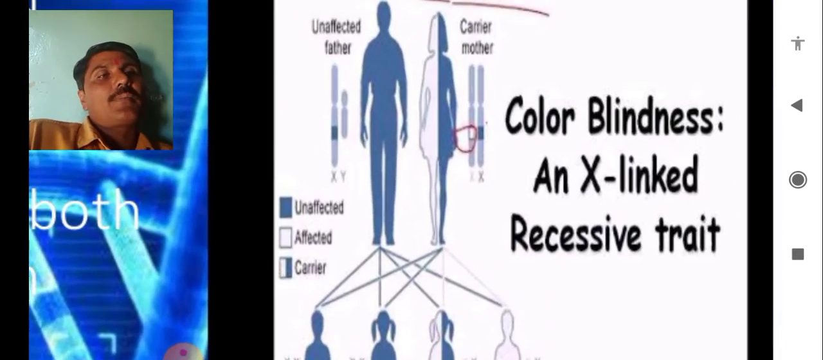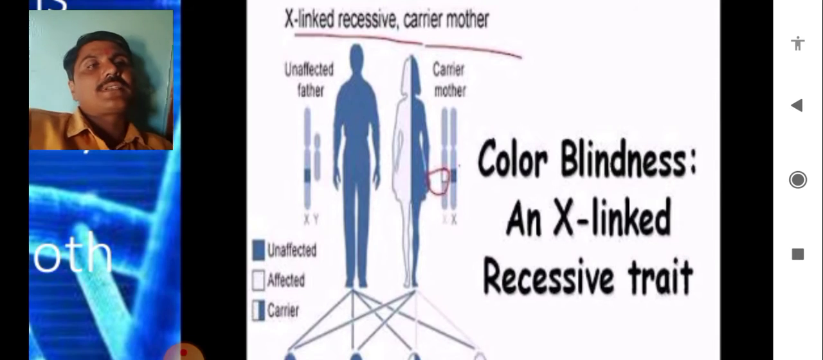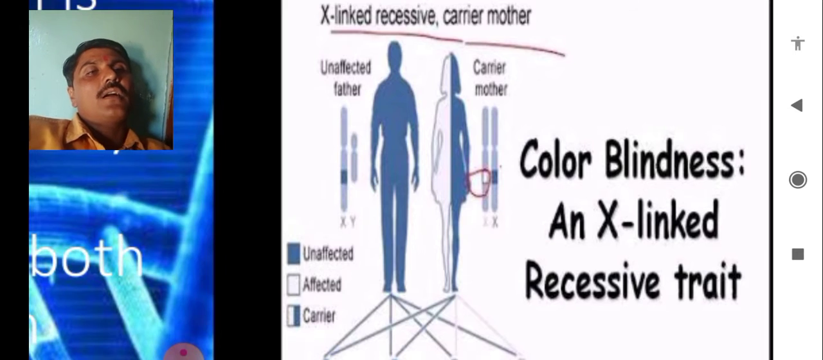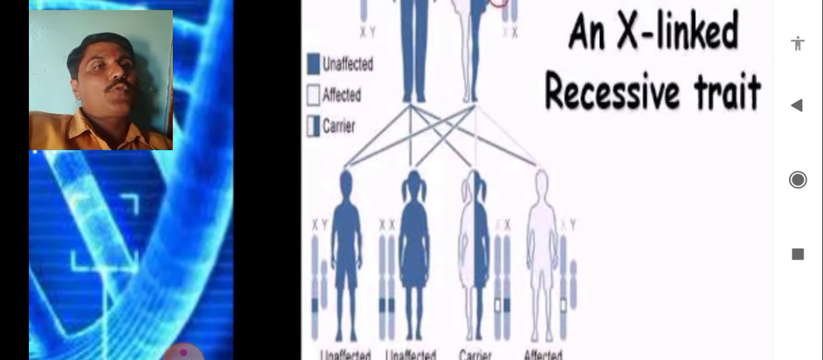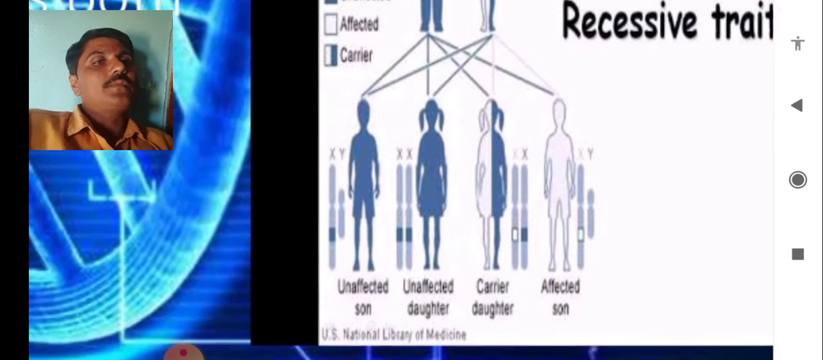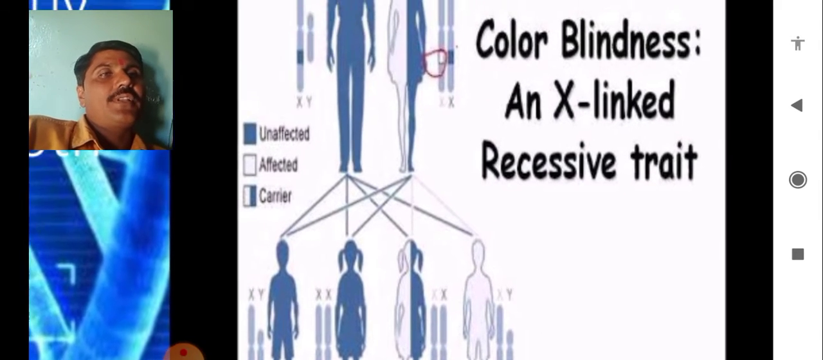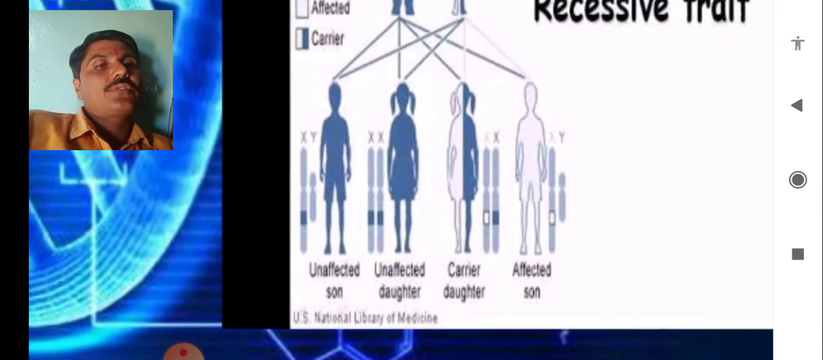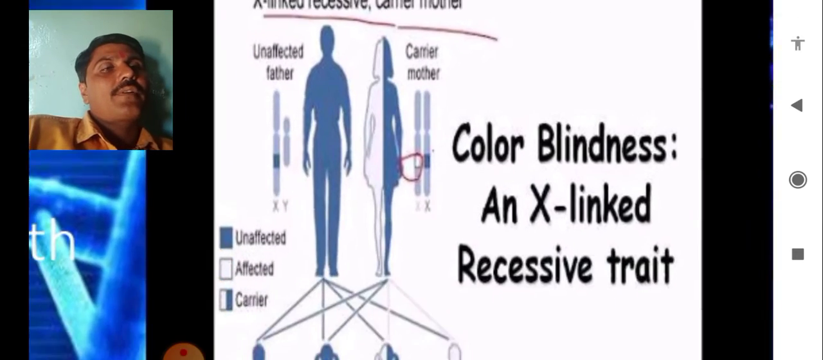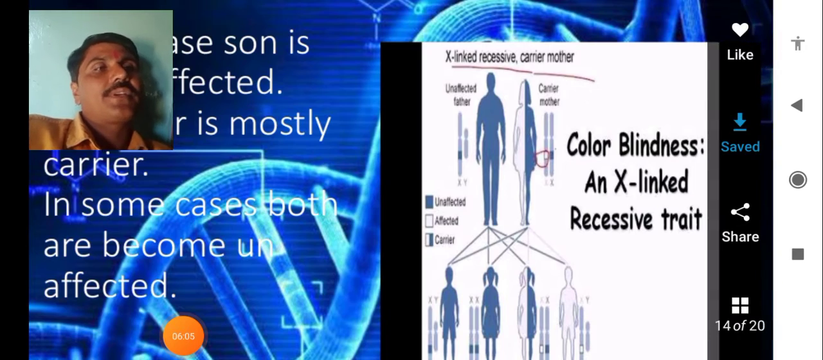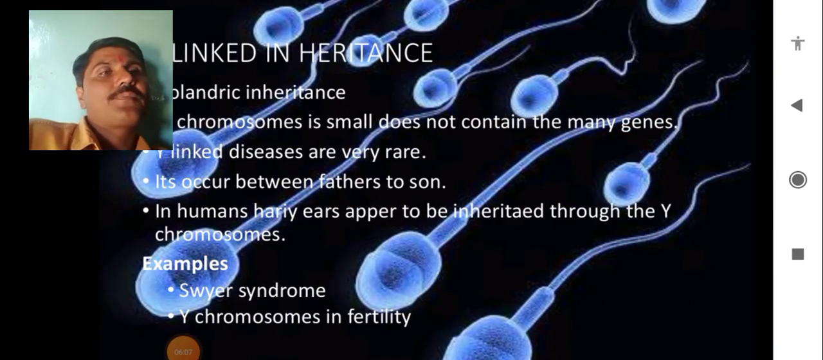So this is color blindness and X-linked recessive traits. An unaffected father with a carrier mother is crossed, and what we see in the progeny is an unaffected son and an unaffected daughter, a carrier daughter, and an affected son. So this was color blindness and X-linked recessive traits, which is seen in this.